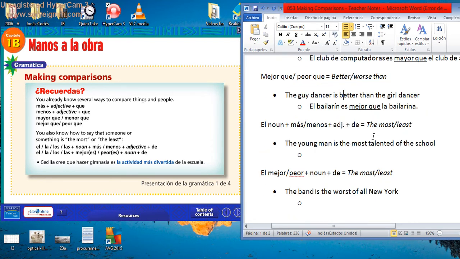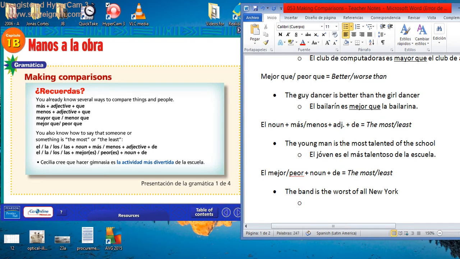The last section is what we use to say that something is the most or the least. And there's two different ways to say that. When we have this one, we could say the noun plus más or menos plus the adjective plus de. So we would say the young man is the most talented of the school. Our noun is the young man. In Spanish, young man, young guy, we would say el joven es, and then we have to put in the article. Es el más talentoso de la escuela.